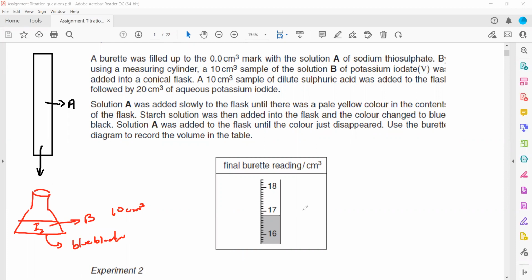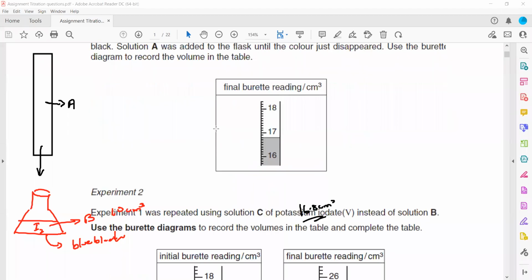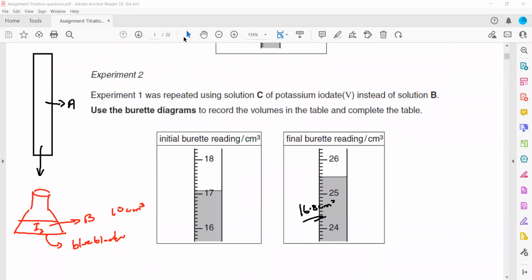So this is a burette reading. How much is this? So 16.8 cm cube is the burette reading. We have to use this burette reading and add it in a table. Then the second experiment is also done.